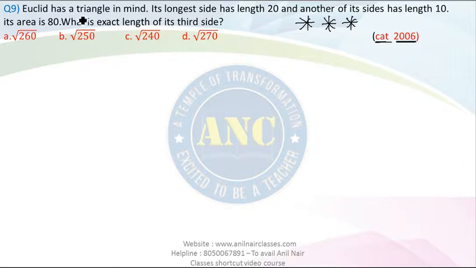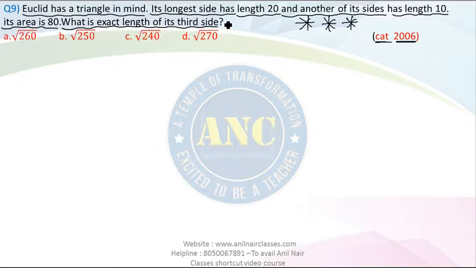Now see here. Euclid has a triangle in his mind. There is some kind of triangle that Euclid is having in his mind. What are the properties of the triangle? Its longest side has 20 meters length and another of its sides has length 10 meters. Its area is 80 meters square. What is the exact length of its third side?